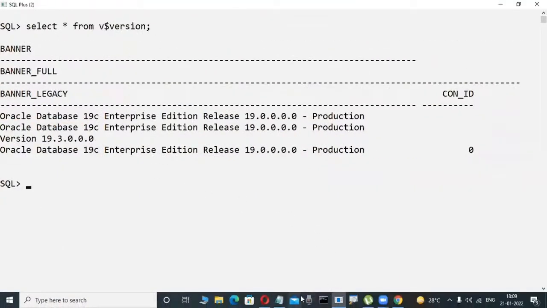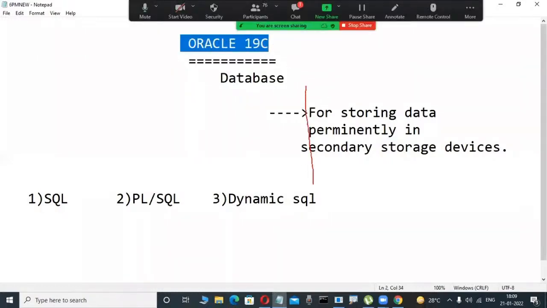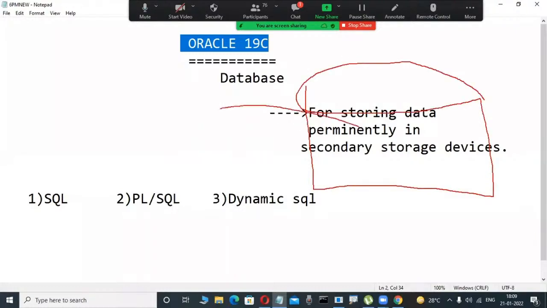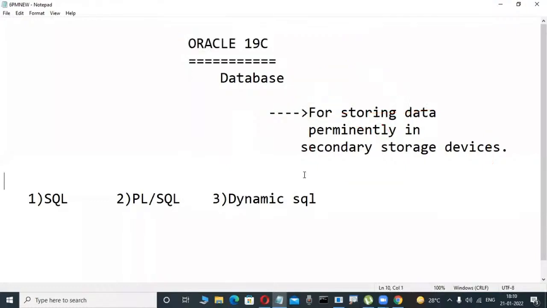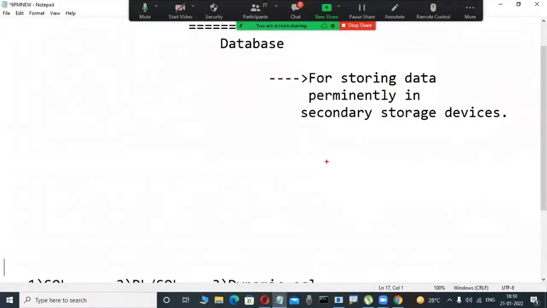What does this database mean? Once we install Oracle software, some place is automatically created on the disk. In this place, we permanently store data. These types of databases are relational databases, and from 1970 onwards these database software have been available.